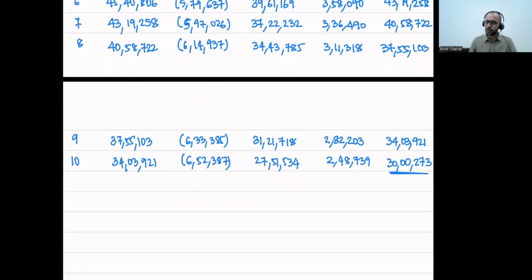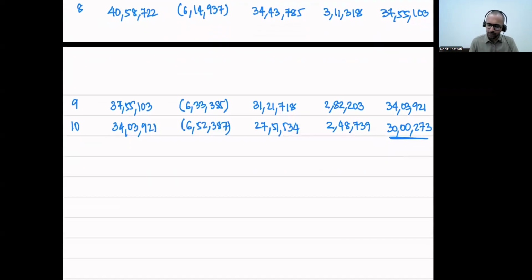So if I have to ideally plot it, what I would do is write another row for the 10th year wherein I'm plotting down 30 lakh 273, and I'm going to make a payment of 30 lakhs.